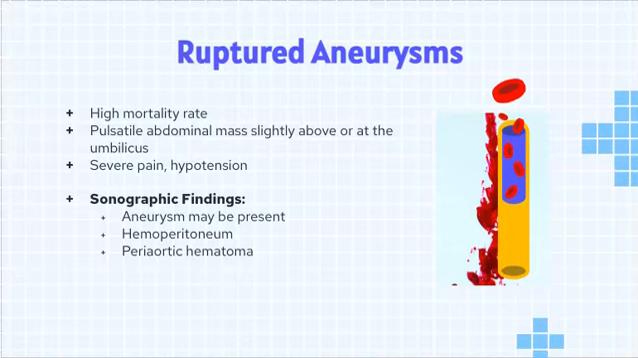The patient may also present with shock, so they might be in an altered mental state. They might be confused, sleepy, or even have clammy skin. If you are doing an ultrasound and you do notice that the aorta is ruptured, some of your findings may be that the aneurysm is still present or relatively intact. There will be blood in the surrounding tissues, or hemoperitoneum, and then there could be a peri-aortic hematoma.